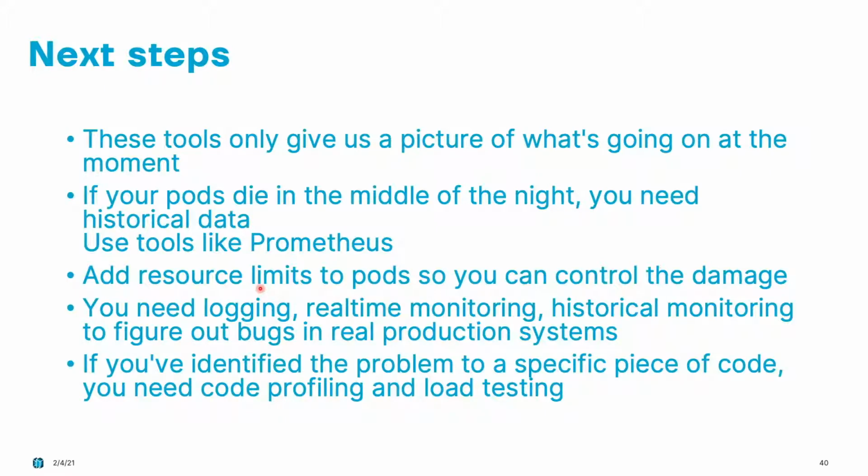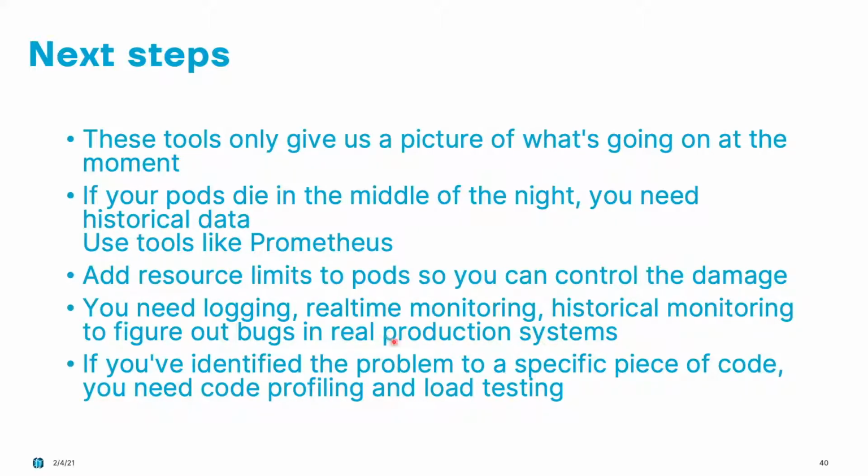So if you have limits like this, you will know exactly when it gets killed. And like I said, you can control the damage. You can make sure that your critical pieces of code live, and you can kill things like your asynchronous task processes in case of failure.